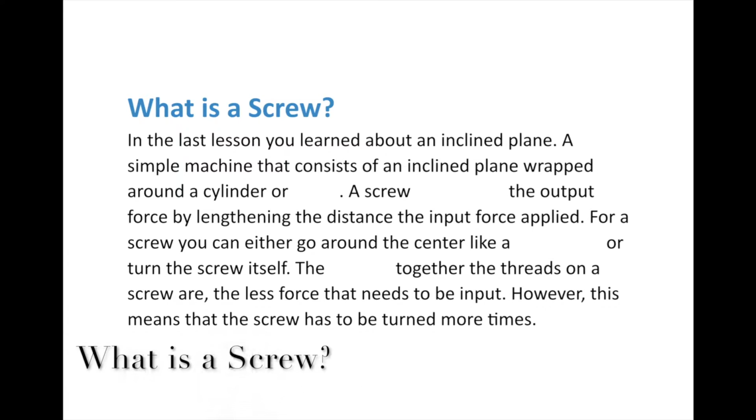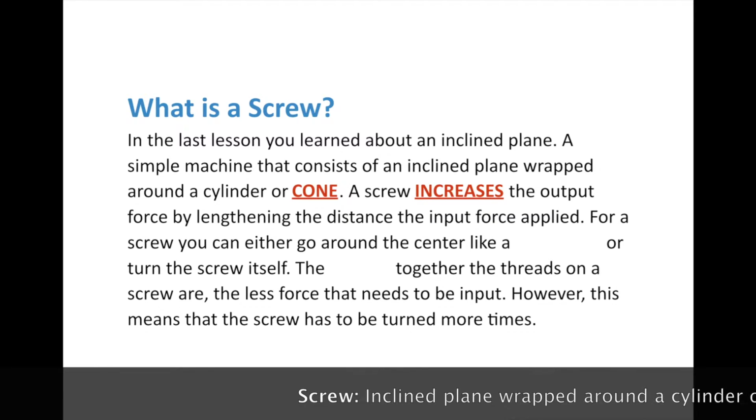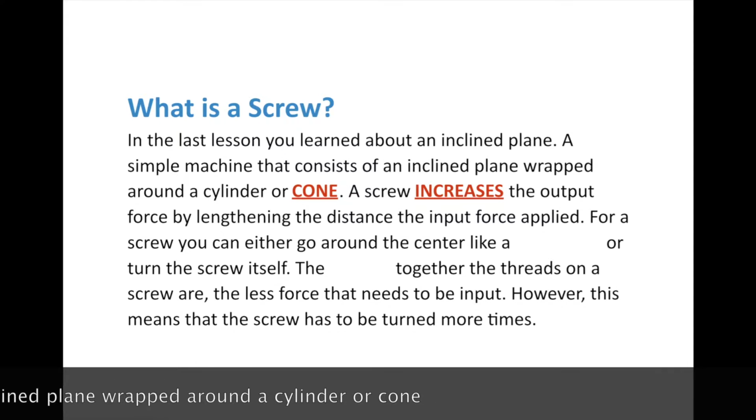In the last lesson, you learned about an inclined plane. Remember, that's a surface that goes from a lower elevation to a higher elevation. What happens if you take an inclined plane and wrap it around a cylinder or cone? Well, that's a screw. A screw increases the output of the force by lengthening the distance the input force is applied. So for a screw, you can do one of two things.